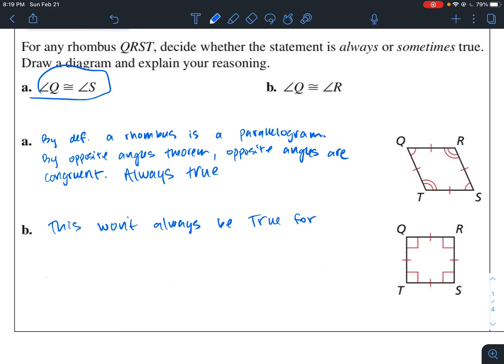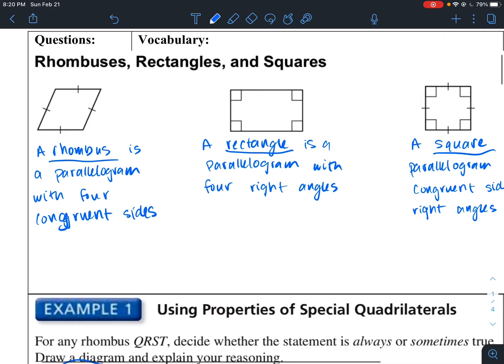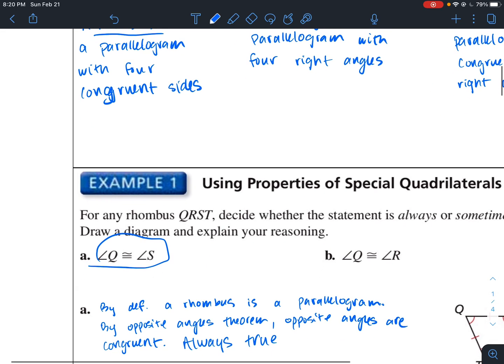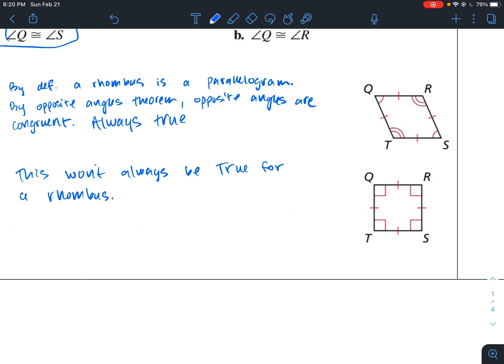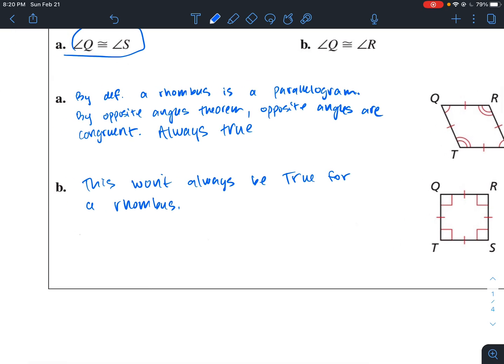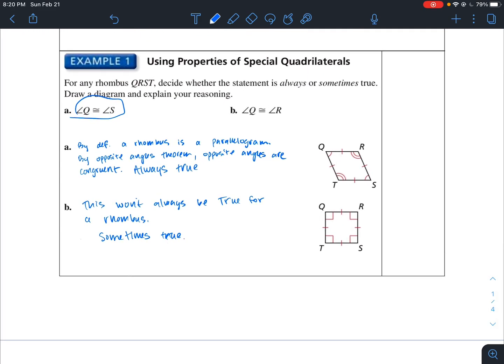Won't always be true for a rhombus. Because again, we know that there are some rhombuses where these two angles will not be congruent, or in other words, they won't be right angles. So this is only true, I guess, for squares and rectangles. So this is only sometimes true.